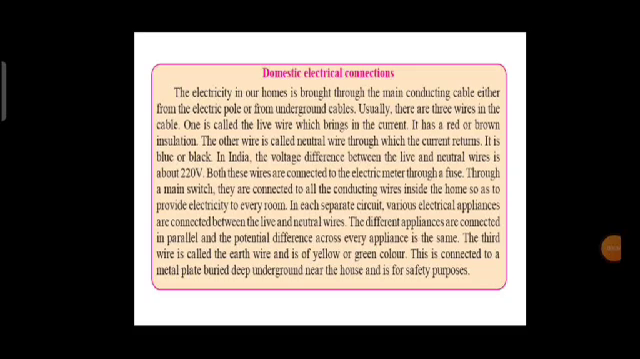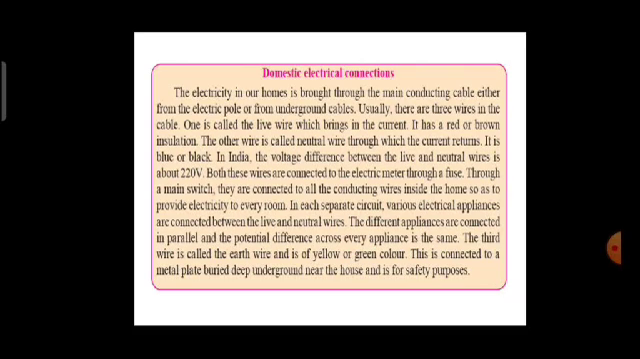Domestic electrical connections. The electricity in our homes is brought through the main conducting cable either from the electric pole or from underground cables. Usually there are 3 wires in the cable. One is called the live wire, which brings in the current. It has a red or brown insulation. The other wire is neutral wire, through which current returns. It is blue or black. And in India, the voltage difference between live and neutral wires is about 220 volts.